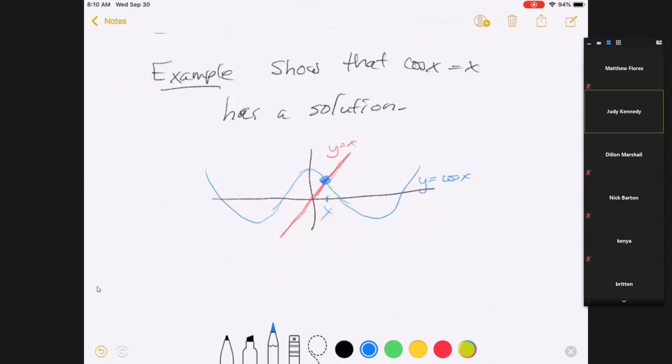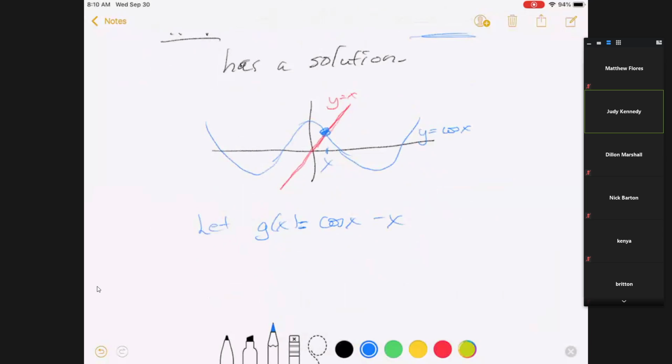How would I use the intermediate value theorem to show this? Well, that's the way it's written. It's two functions, but I can turn it into one. Let g of x equal the cosine of x minus x. Since the cosine function is continuous and y equals x is continuous, so is the difference of those two functions. This function is continuous on all the reals.